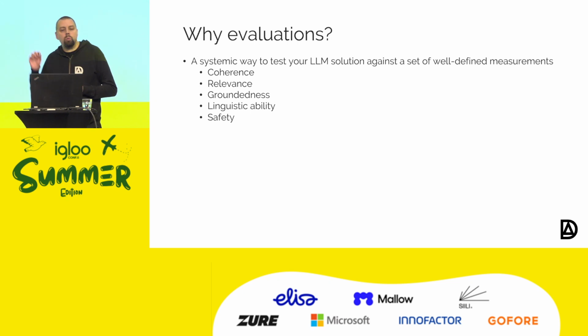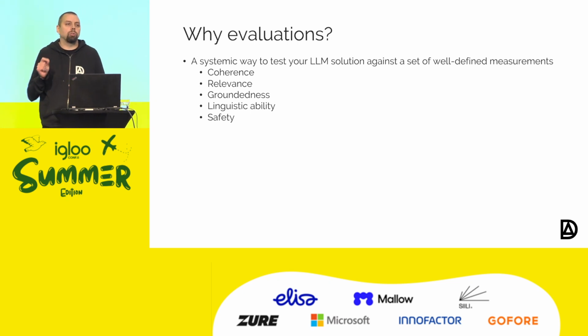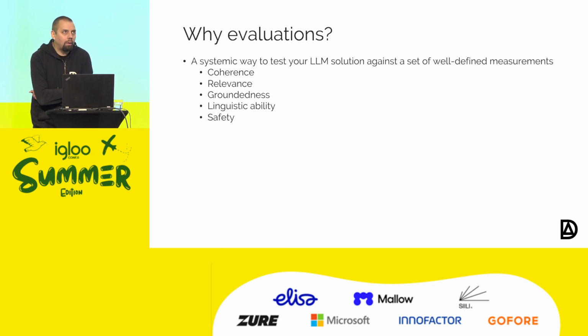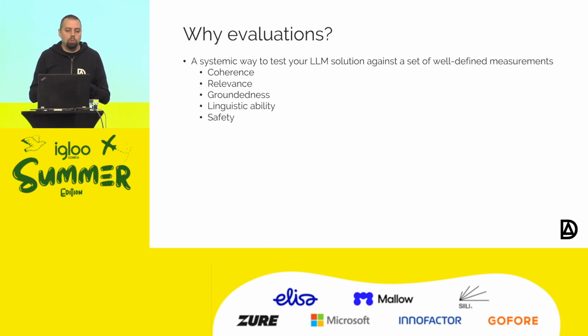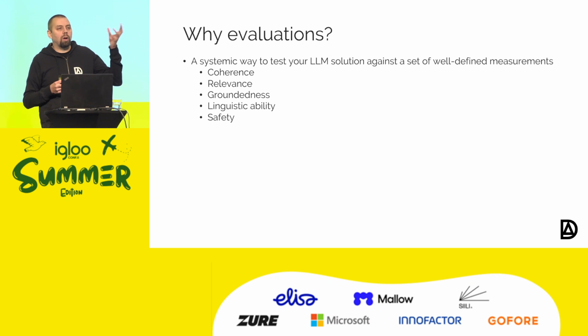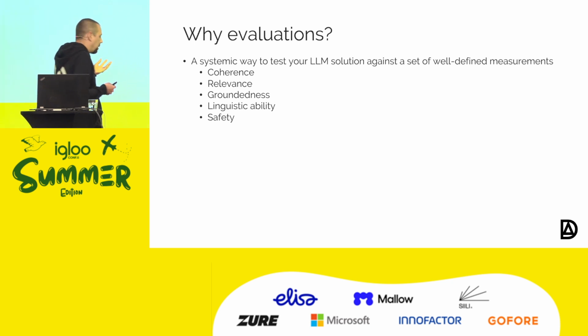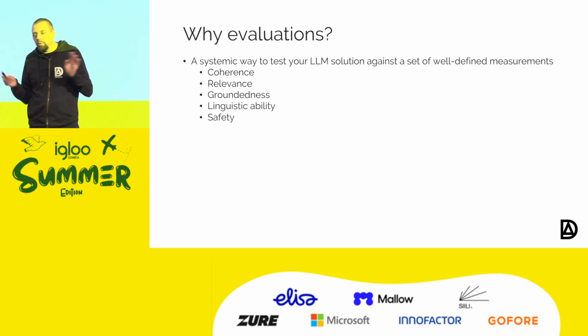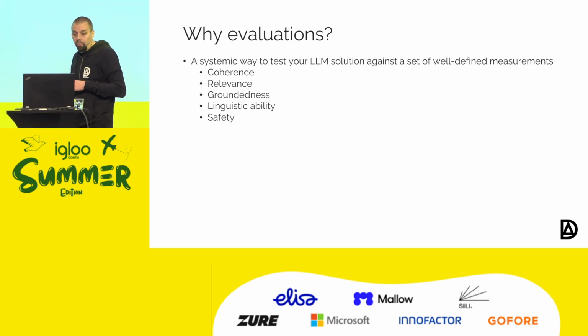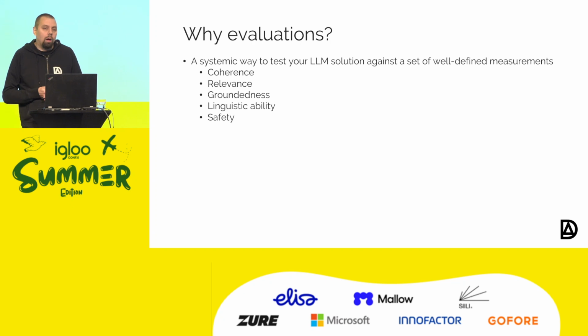What we're going to need it for is that we want a systematic way to test LLM solutions, for example flows, against a set of measurements. And the industry is working hard to find these measurements. There are things like coherence, so how coherent is the answer? Is it readable to a user? How relevant is it? Is it just responding to the user's question? How well is it grounded in the facts that the model was given? How linguistically correct is it? Is it good language? Is it easy to read? And then there are different safety factors and so on. There are, I think, 11 or 12 metrics available for this right now.